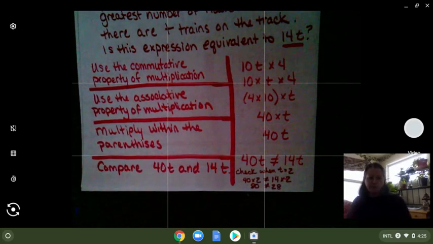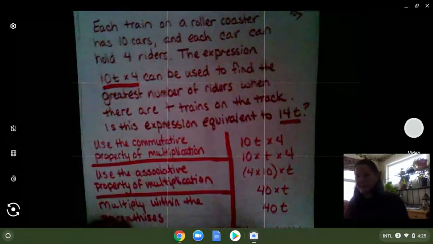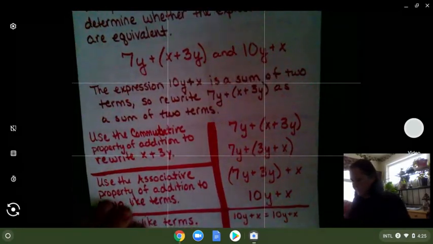So basically what you're going to do is combine terms and make it as small of an expression as you can, and then compare the two and check it. That is the goal of today. So that's what we're going to be doing.